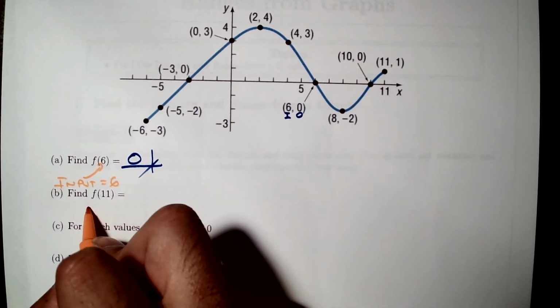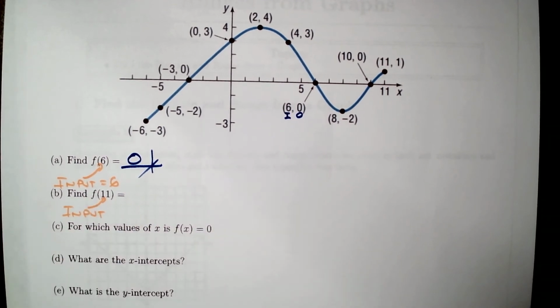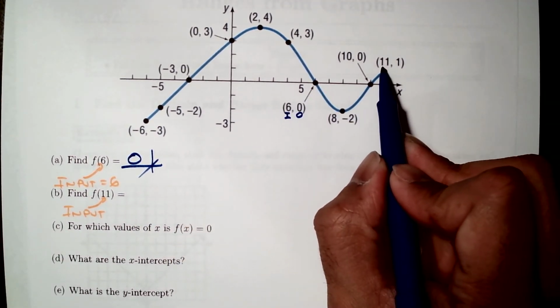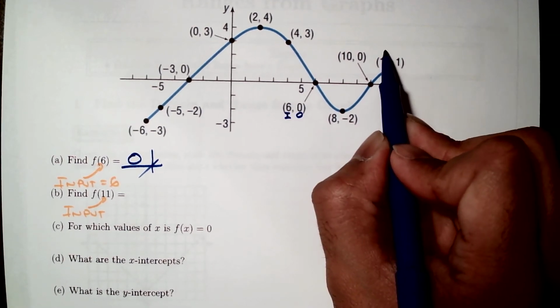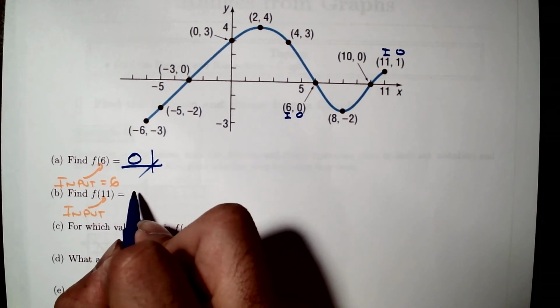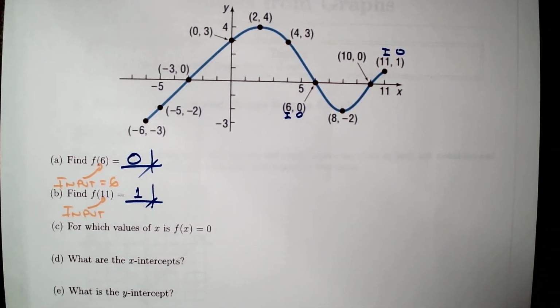What is the output corresponding to the input x equals 11? Well, I'm going to go all the way to 11. And what is the y value? So this is input, and this is the output. That's a 1. And that's all we do from the graph.